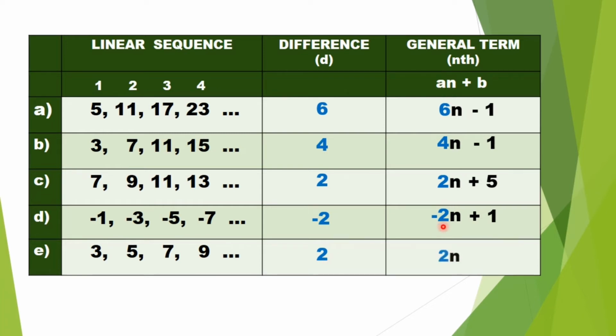Substitute to a, we have 2n. The first term here is 3, so we add 1. Because if n is 1, 2 times 1 is 2, plus 1 is 3.